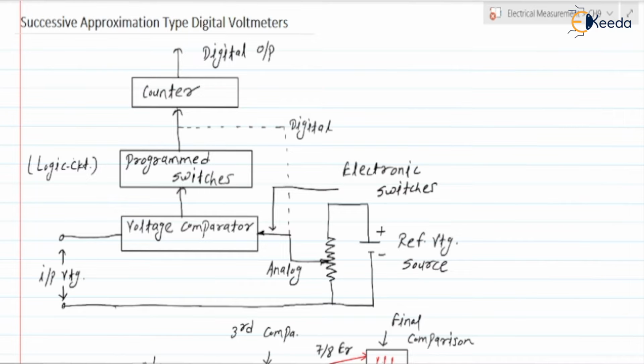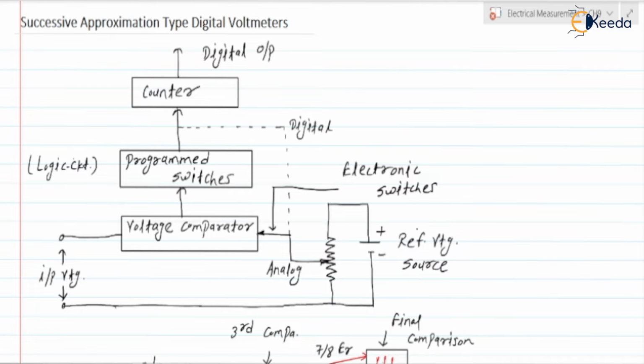In this block diagram, the input voltage is the unknown analog voltage, and the output is the digital output. As this is a digital voltmeter, the expected output is digital. So this is the analog input voltage, which is the unknown one, and we will get the output in digital form, or digits.